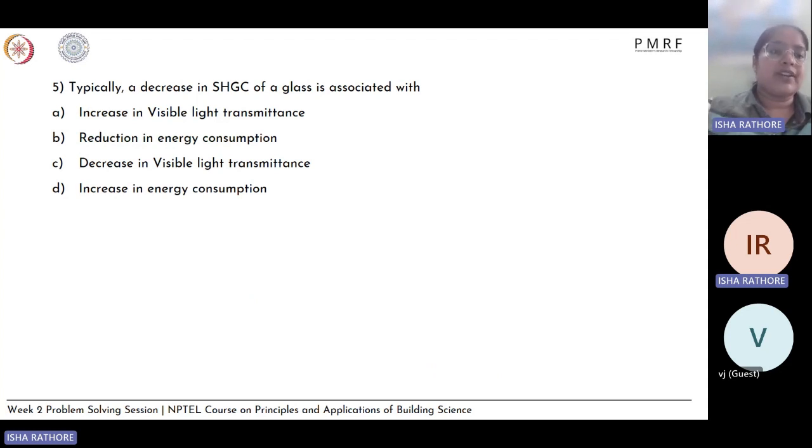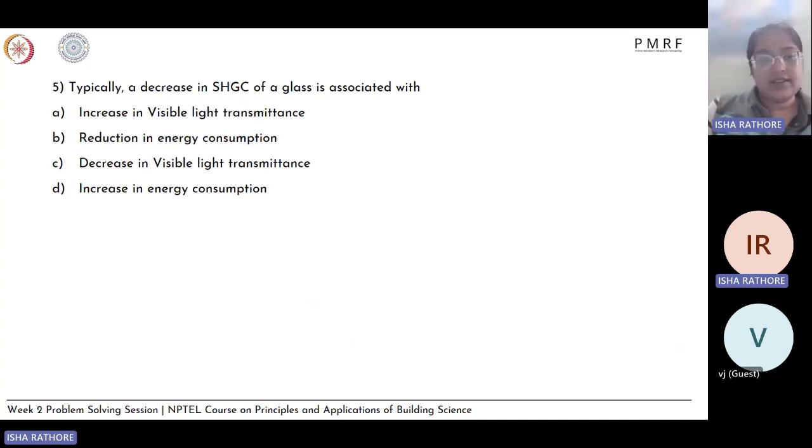So moving on to question 5. Typically a decrease in SHGC, or solar heat gain coefficient, of a glass is associated with A, increase in visible light transmittance, B, reduction in energy consumption, C, decrease in visible light transmittance, or D, increase in energy consumption. This was discussed in lecture 10, I believe.